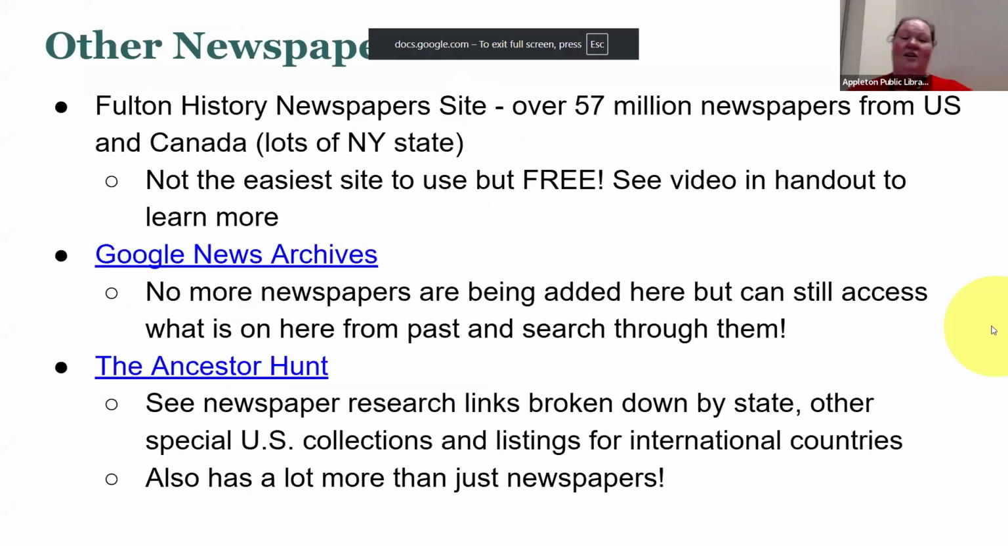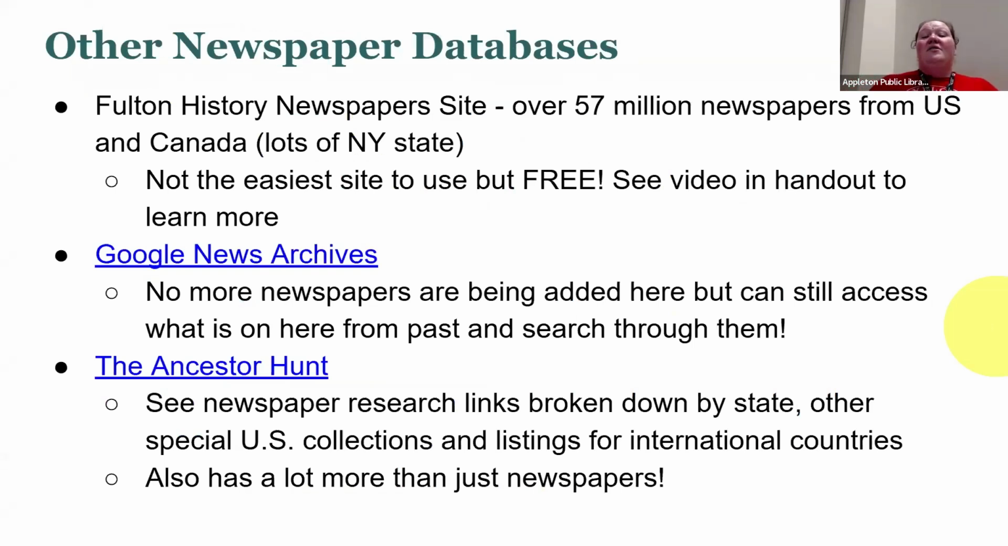A couple other newspaper sites. I know we're getting to be an hour and a half here, but we're almost done. So there's a site called Fulton History newspaper site. It has over 57 million newspapers from around the US and Canada, but heavily focused more on New York State since that's where it's based. Not the easiest site to use, but it's completely free. I've got a link in your handout where it has a video where you can watch how to use the site. Because again, we're running out of time. We can't do a demonstration of every single site. But that one's a great one to use for around the US and Canada.